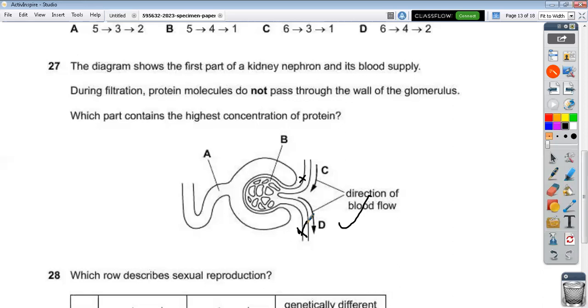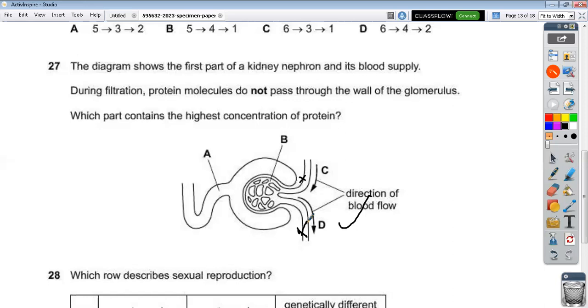So remember the question says during filtration, protein molecules do not pass through the walls of that. So you've got more of your proteins that did not pass through. The highest concentration will be in the renal vein. That's the renal vein there, if you check your diagrams. You don't have a diagram like that in your textbook. I do, but I don't understand what the difference between C and D is.